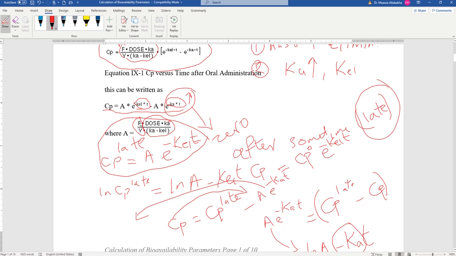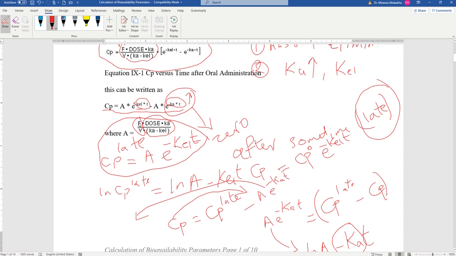She can get this ratio, which is F over V, the bioavailable fraction divided by volume of distribution. So she cannot get V directly, or F directly. She can get the ratio, because she knows A and she knows all these parameters or inputs, such as the dose. So the only thing that she can calculate is F over V.